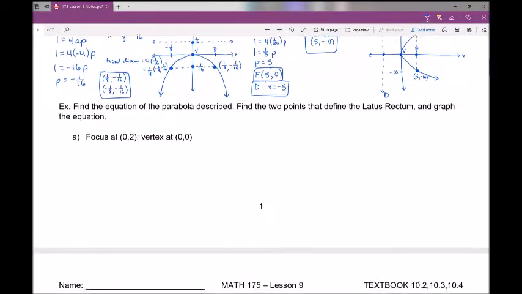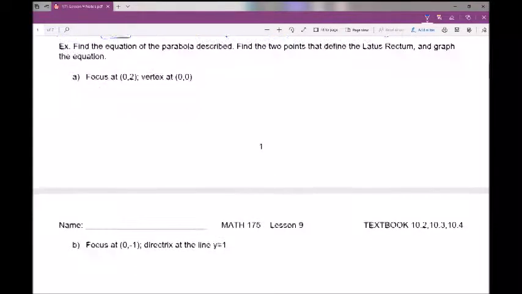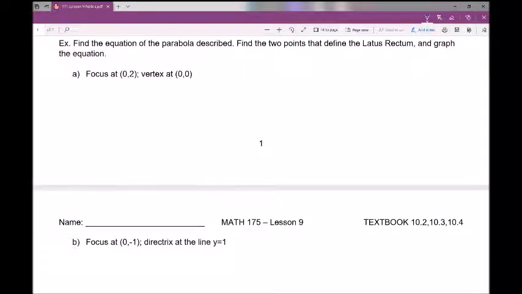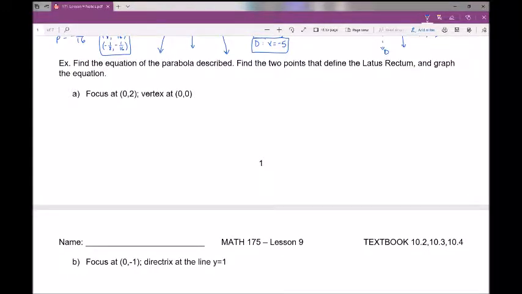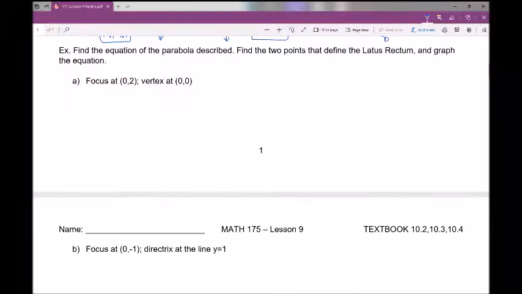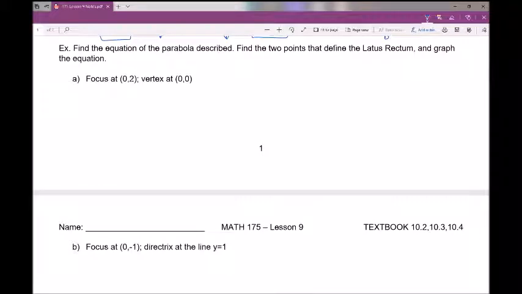So this time, instead of giving us the equation, we have to find the equation. And they're telling us what the focus and the vertex are. So we also want to find the 2 points that define the latus rectum and graph the equation. So once again, even though graph the equation is the last part of the directions, I would actually start by drawing some kind of a graph and putting the information that you're given on the graph, because I think that will help a lot in figuring out the equation.